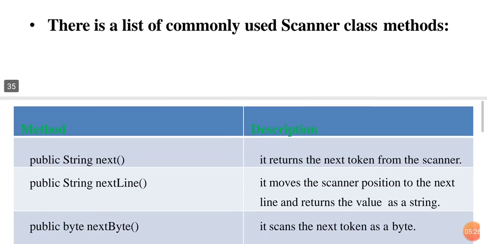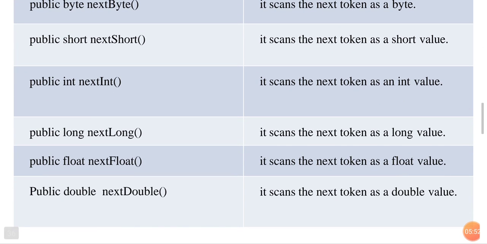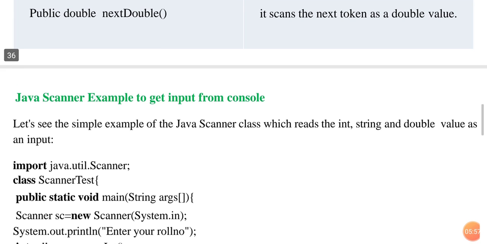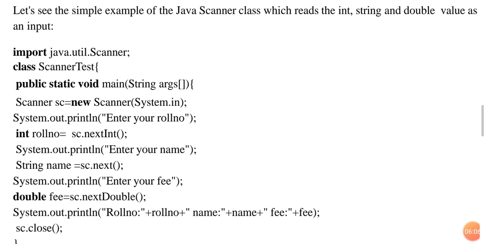The commonly used Scanner class methods are these, which I gave with descriptions. public String next() returns the next token from the scanner. public String nextLine() moves the scanner position to the next line. nextByte scans the next token as a byte. nextShort scans the next token as a short value. nextInt scans the next token as an integer value. nextLong scans the next token as a long value, and similarly for float and double. Every time, whatever token comes from the input, it reads that data type depending on the invoked method. So here is the example.